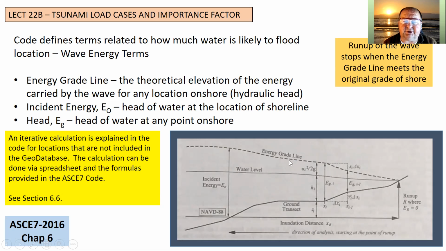To plot this energy grade line, the building code provides us several formulas. It's kind of a complicated calculation. There is an example available. It works on an iterative process. You start by calculating right here at the very end of the inundation and work your way back. But through that, you can plot this grade line to come up with the energy at any location.